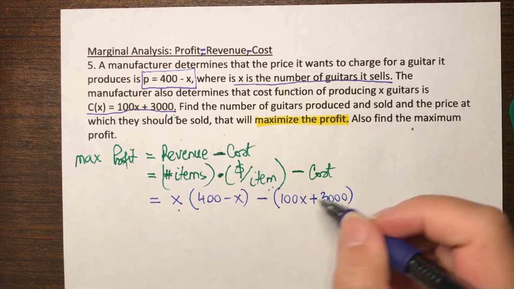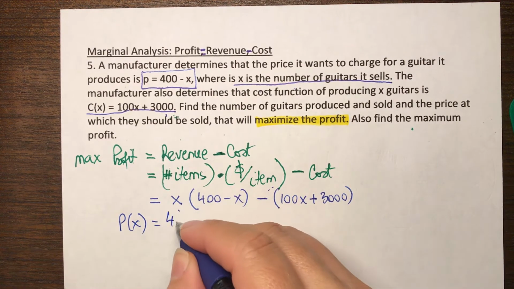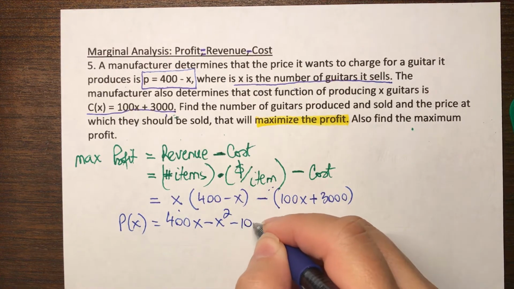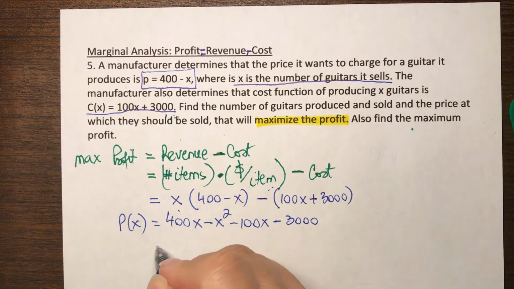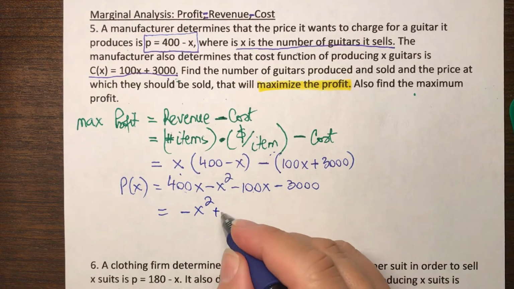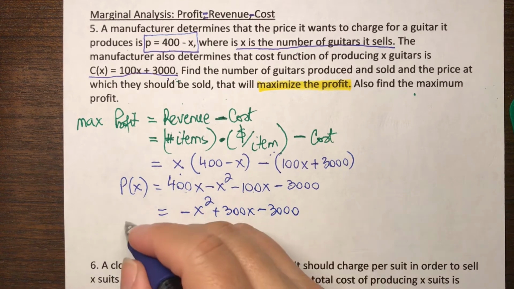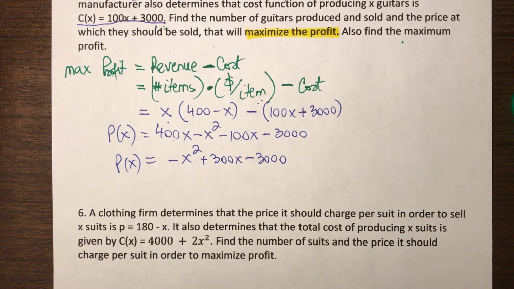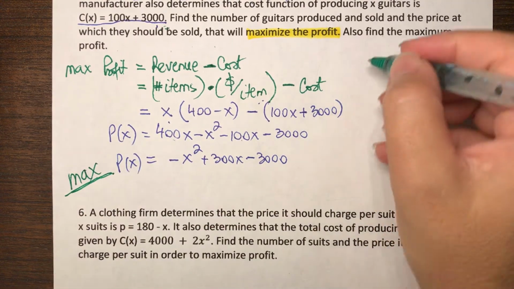Distribute in this minus. Okay, so here it is, by the way, the profit function. I'm going to distribute this. This is easy algebra. Distribute in the minus. So here it is. It's going to be a negative x squared. Combined like terms here is going to be a 300x. And then minus 3,000. So what do I want to do with this profit function that, by the way, depends on one variable only? I want to find its maximum. How do I find its maximum? Well, I'm going to find the derivative.